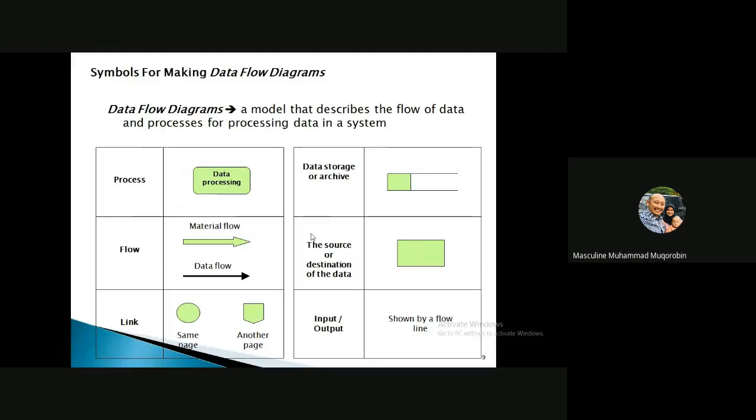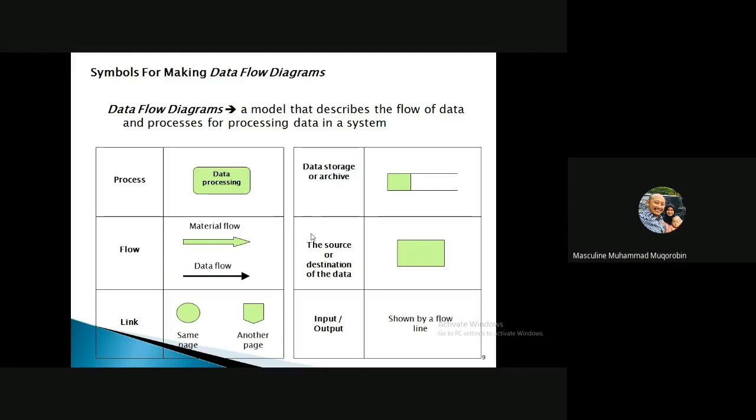Symbol for making data flow diagrams. Data flow diagrams means a model that describes the flow of data and processes of processing data in a system. We can see the picture there. Process is a procedure that manipulates the data and its flow by taking incoming data, changing it, and producing an output with it.